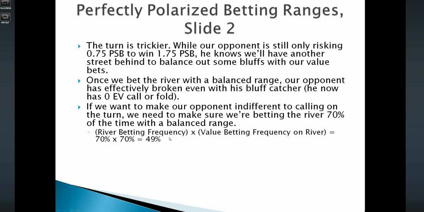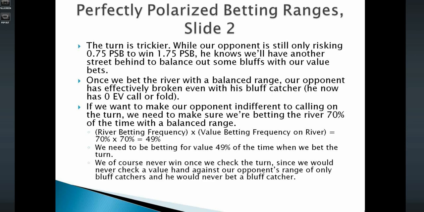So if we need to be betting the river 70% of the time, and we need to have value once we bet on the river 70% of the time, then we can conclude we need to be betting for value 49% of the time when we bet the turn. We, of course, never win once we check the turn, since we would never check a value hand against our opponent's range of only bluff catchers, and he would never bet a bluff catcher. It just doesn't ever make sense for our opponent to bet, because he knows we either have 100% or 0% equity, and he doesn't ever need to protect his hand by betting. So since he never bets, we would never check a strong hand, and once we do check, we're always going to lose.